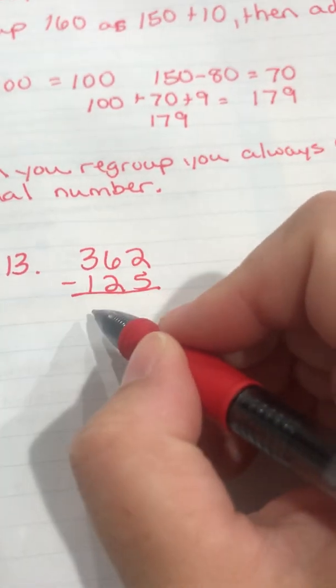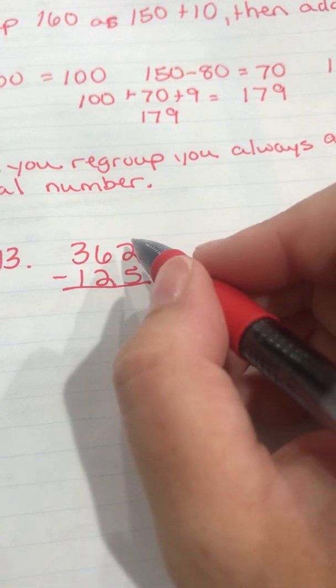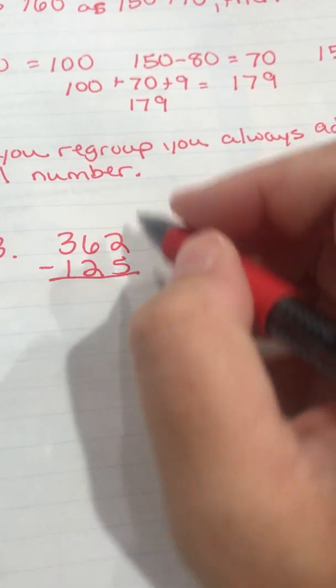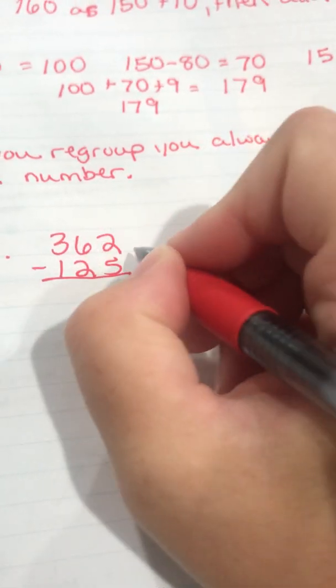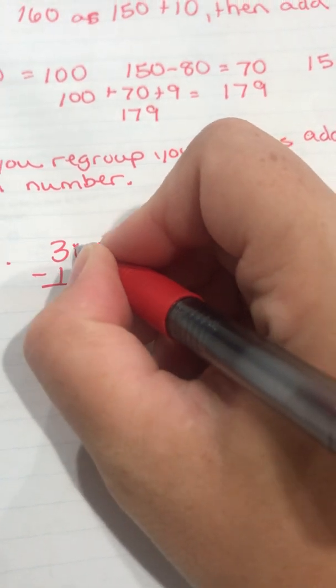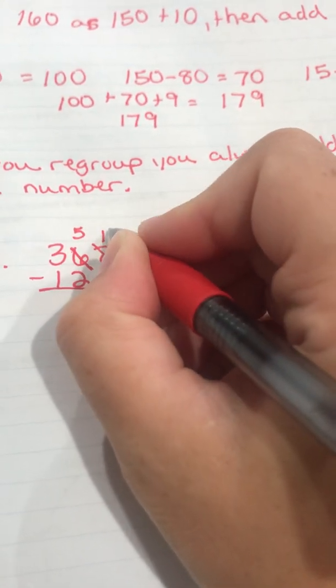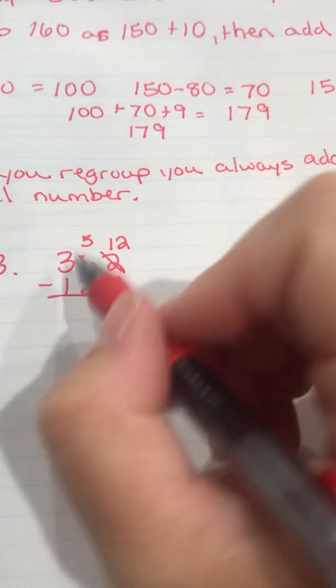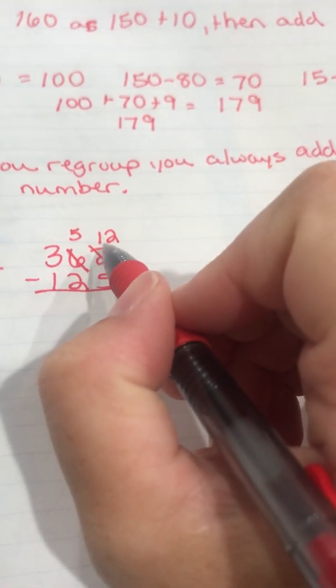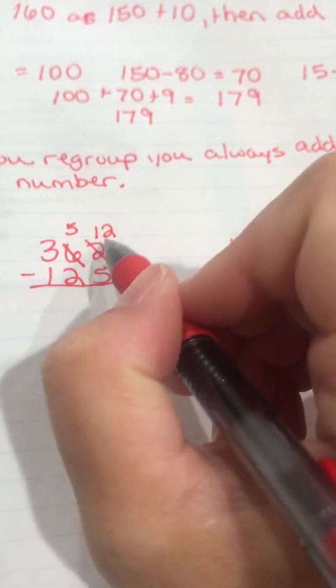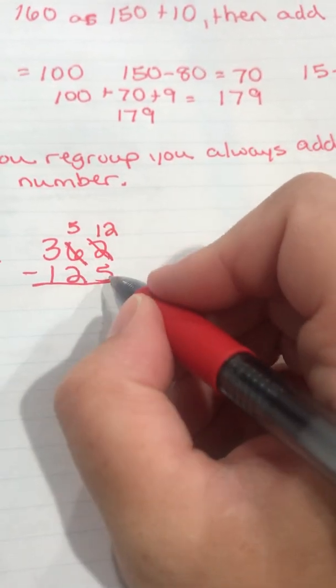Our hundreds are fine. Our tens are fine. But these ones are not okay. So we're going to need to regroup and help out our ones place. So that means we're going to take one of our tens. We're going to regroup and add that 10. Just like we said, you're always carrying 10. So that's why it's ended up a 12, because we just added our 10 from our tens place.